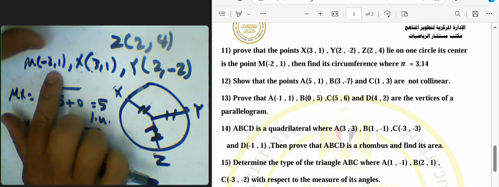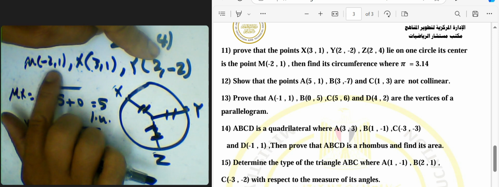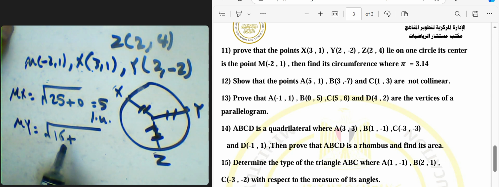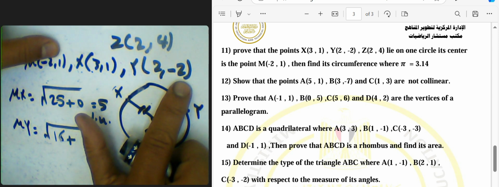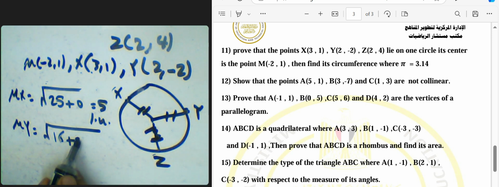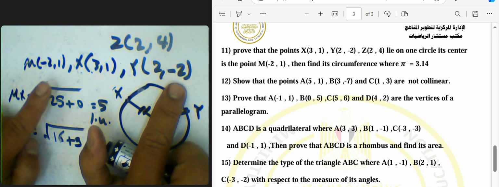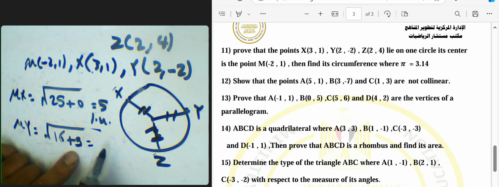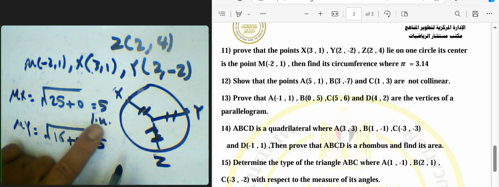2 minus -3, it will be 4. 4 power 2 equals 16. And here, -2 minus 1, we put here m and y, -2 and -1 will be -3. -3 power 2, it will be 9. Understood? Again, -2 minus 1 will be -3. -3 power 2, it will be 9. Result will be 5. Square root of 25, 5.